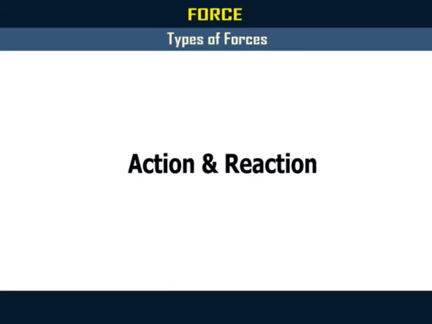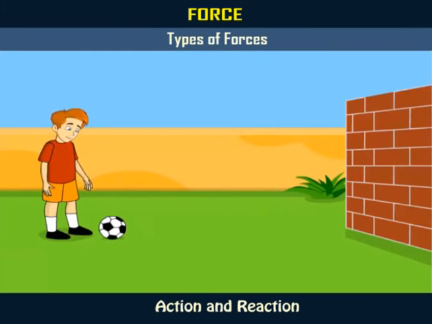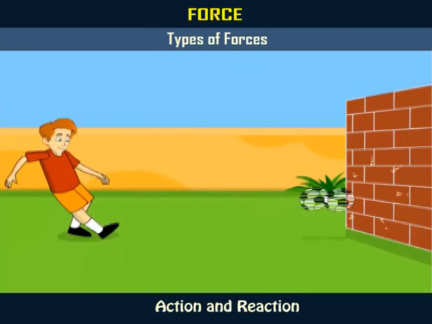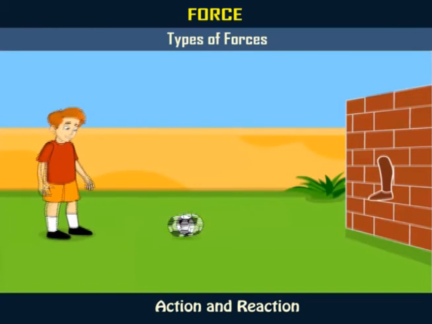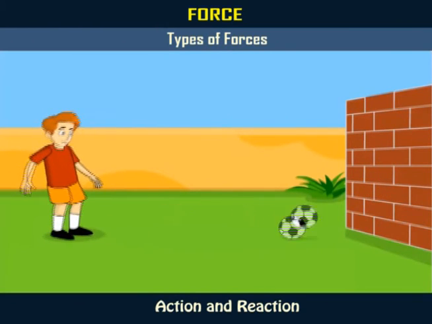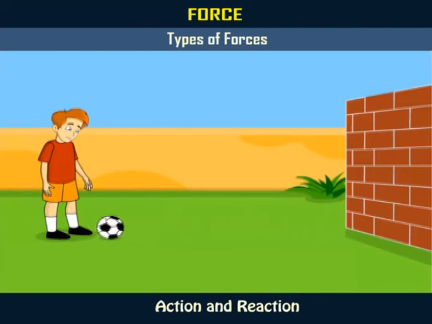Next, action and reaction. Now, consider a boy kicking a ball against the wall. Why does the ball bounce back every time it hits the wall? It looks like the wall is kicking the ball back. The speed of return of the ball also differs depending on the force of the kick on the ball. Indeed, the wall exerts a force on the ball to return it back to the boy.